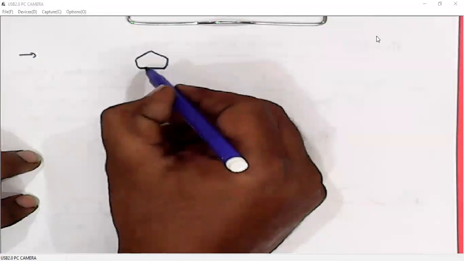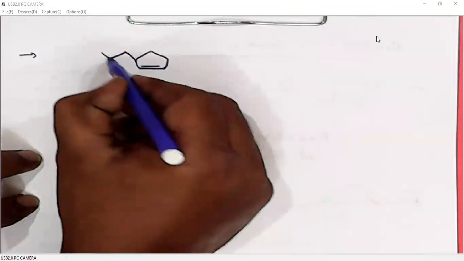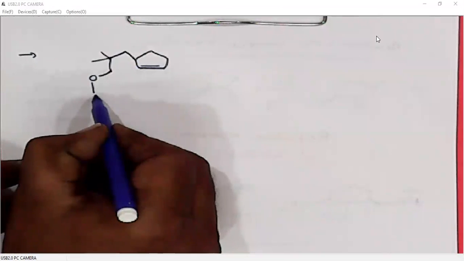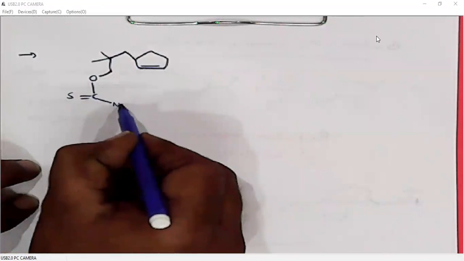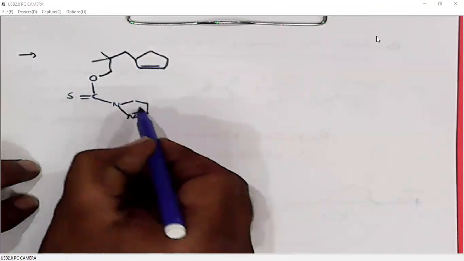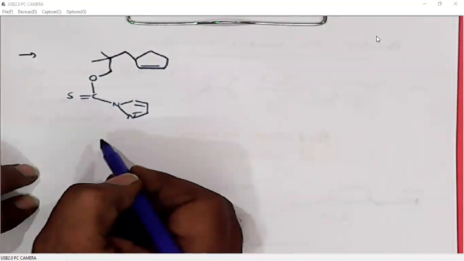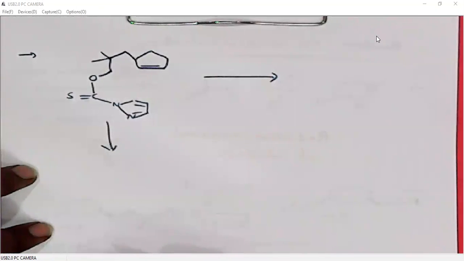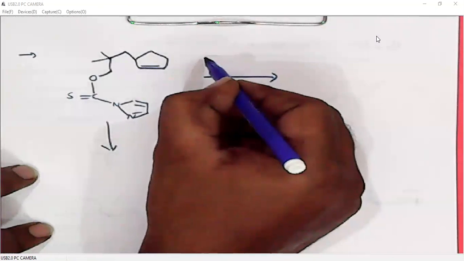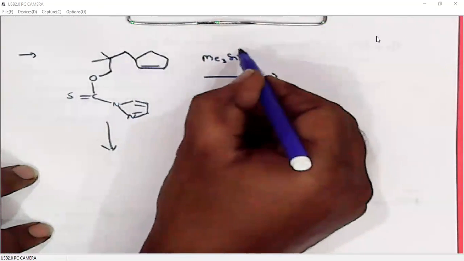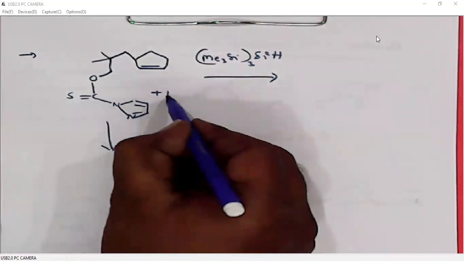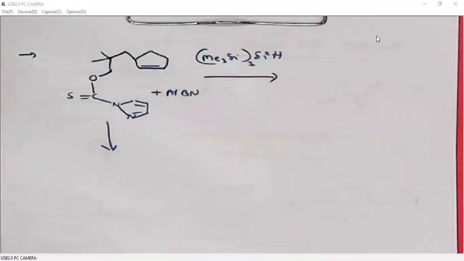See this example. This alcohol is converted to thioester using imidazole. Then there are two possibilities with this. When we treat this, of course, plus AIBN.